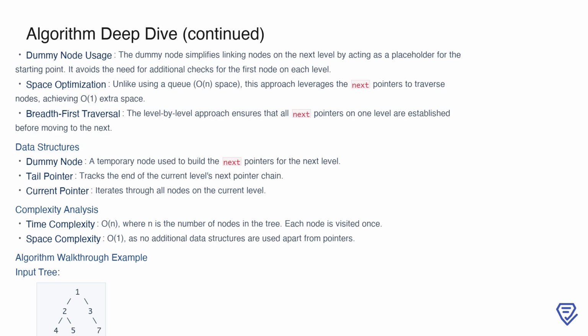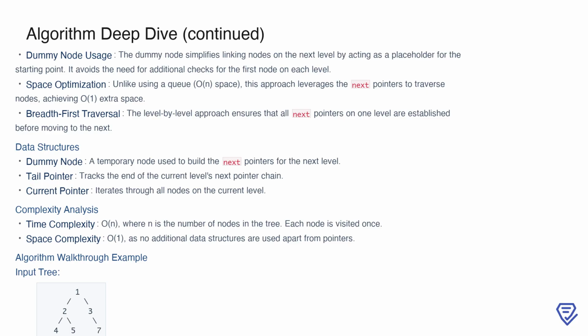The algorithm follows a breadth-first strategy, ensuring that all next pointers for a level are set before moving to the next one. To implement this, we rely on three key pointers: the dummy node to establish the next level, the tail pointer to build the next pointer chain, and the current pointer to traverse the current level.